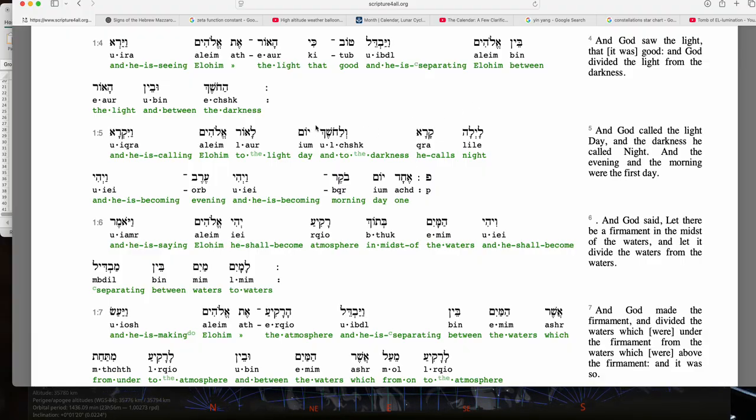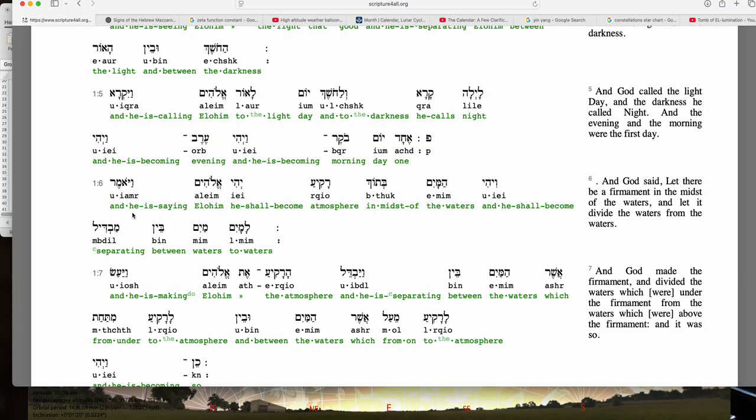So day one again is going to be spoken into existence as we understand it. This is all the metaphysical things, the sort of the shaping of light, which we can understand through magnetism. But at any rate, and then day two, and he is saying he shall become atmosphere in the midst of the waters.